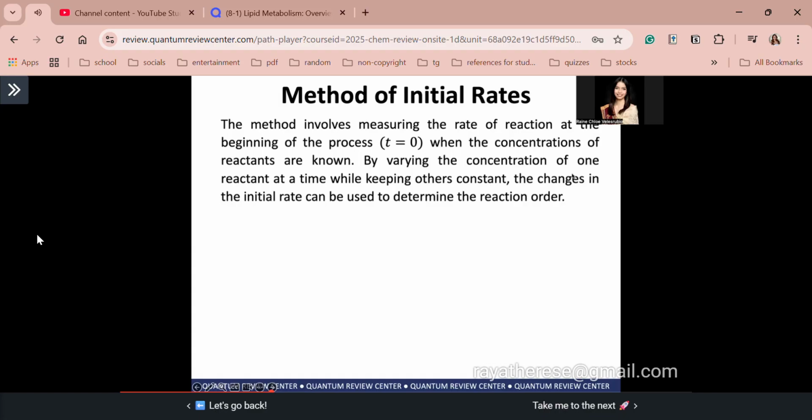Okay? So, by varying the concentration of one reactant at a time while we keep the other reactants constant, the changes in the initial rate can be used to determine the reaction order. Okay? So, for a reaction that depends on only one reactant, diretso na guys. A forms products where the rate law is simply rate is equal to k[A]^n. Okay, where n is the reaction order.